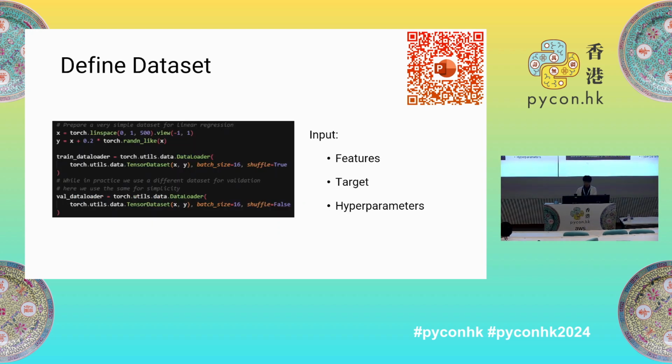Then we create a simple dataset for linear regression using torch.linspace to generate input data x. And then we generate the target y with some added noise. We package this data using the TensorDataset in PyTorch, which is then passed into a DataLoader. The DataLoader helps us to manage our data with key parameters like batch size and whether or not to shuffle the data during training. We also create a separate DataLoader for validation, but here we use the same dataset for simplicity.